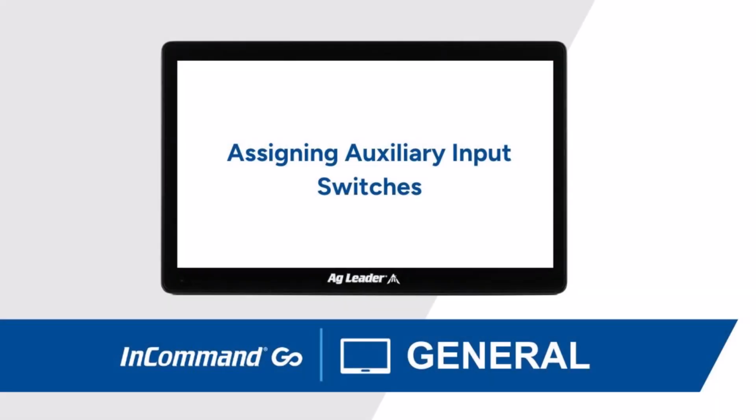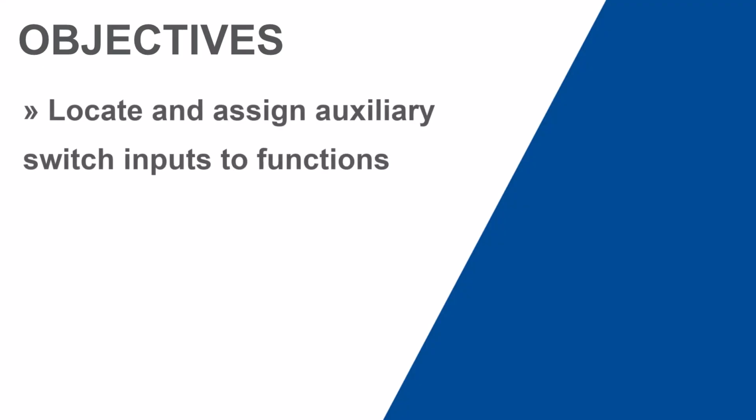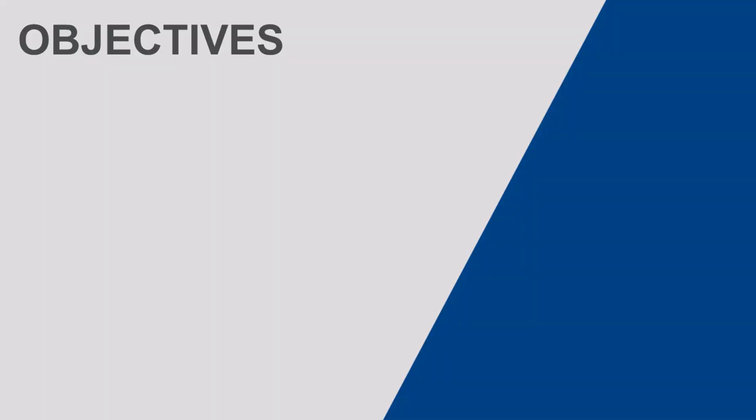In this tutorial, we will walk through viewing and assigning your auxiliary switch inputs to functions related to your configuration. This will apply to both planting and application configuration types. It is important to know how these are assigned and how they can be changed, so as an operator, you know what sections, rows, or nozzles are tied to which switch on your switch box.